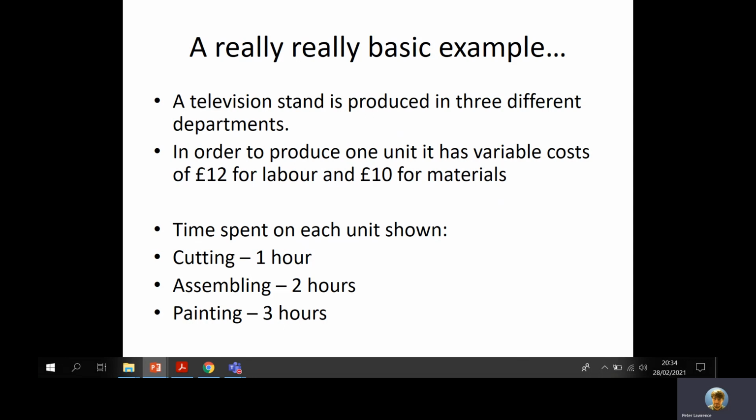Now, if we just think about it very quickly, if we were doing marginal costing, then we would say the marginal cost of the product is £22, which is the 12 plus the 10. That would be variable costs only. We want to know the full cost of making the product, so we're going to include the fixed costs as well.